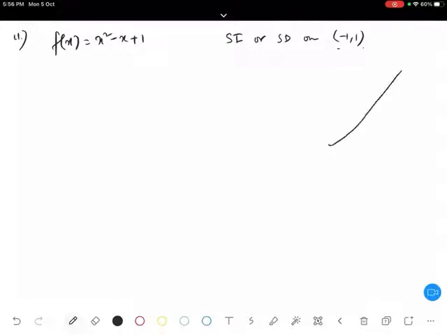Between minus 1 to 1, it has to increase like this, or it has to decrease like this. It cannot be like this, increasing, then decreasing, then increasing. Either it has to increase all the time, or it has to decrease all the time. So that's what we need to prove, that it's neither strictly increasing nor strictly decreasing.